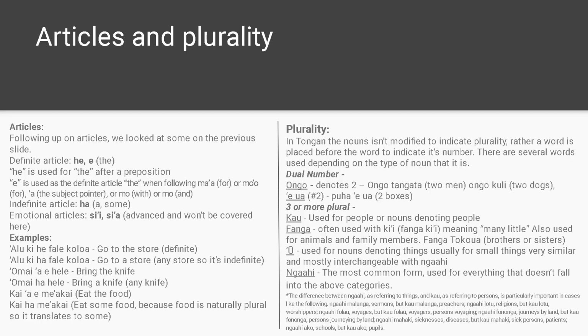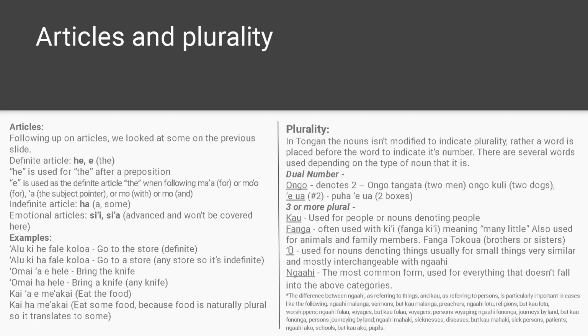Also used for animals and family members, fangatoko'ua, or your brothers or sisters. Important thing here, so this might be a bit confusing. If you are a male, your same-sex sibling brothers would be your toko'ua. If you're a female, your same-sex sibling sisters would be toko'ua. So your toko'ua is your same-sex sibling. If you're a male, your sisters are your tuofefine, ngahi fanga tuofefine. And if you're a female, your brothers are your tongane or fanga tongane. So it's a bit confusing, but you just learn it over time.